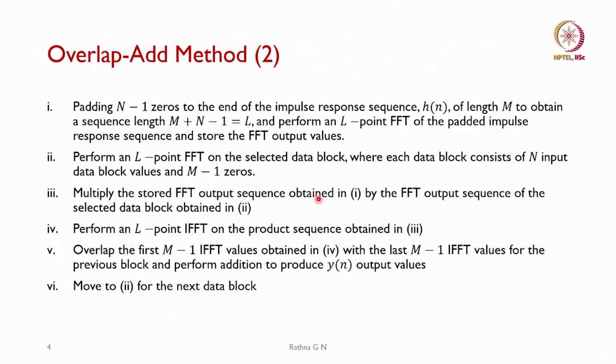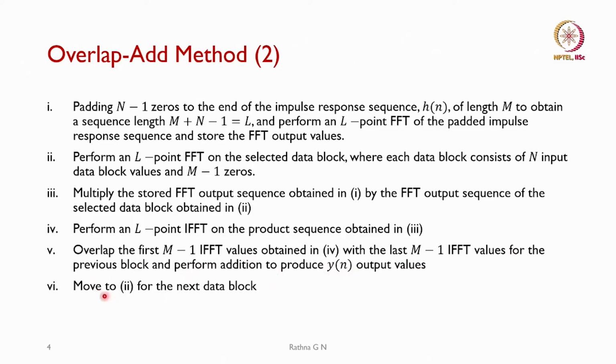Then multiply the stored FFT output sequences, because we are doing the filtering basically. So take the FFT of the impulse response, take the FFT of the input sequence, then do the multiplication. As we know, in the frequency domain two FFTs being multiplied is convolution in the time domain. So we multiply the FFT output sequence from step 1 and the selected data block obtained from step 2, and perform an L point IFFT. So we have got the result. We take the inverse Fourier transform of the product sequence obtained in step 3, doing the IFFT. Then we overlap the first M minus 1 values obtained in this step 4 with the last M minus 1 values of the previous block and perform addition to produce the y of n output values.